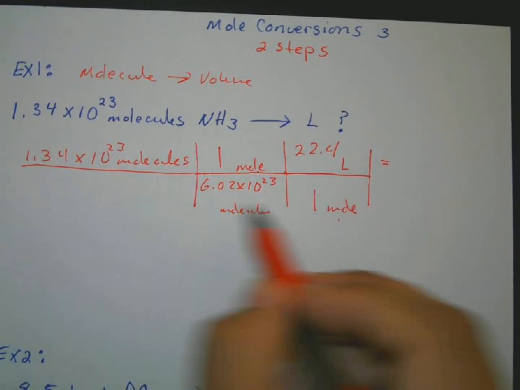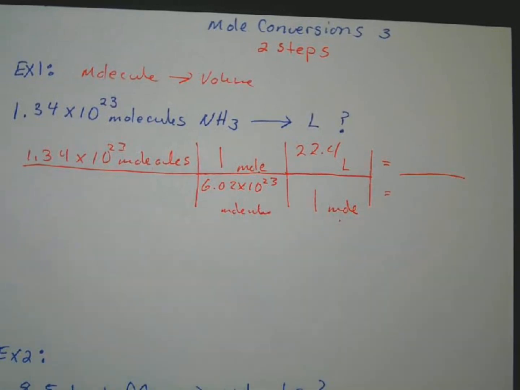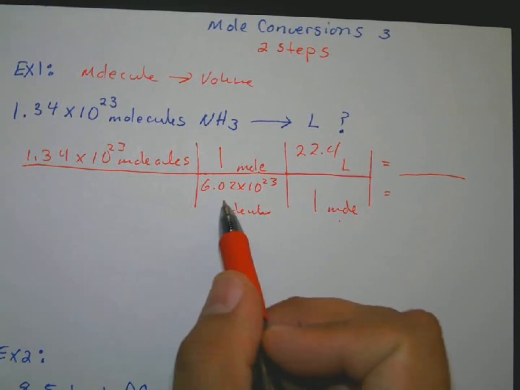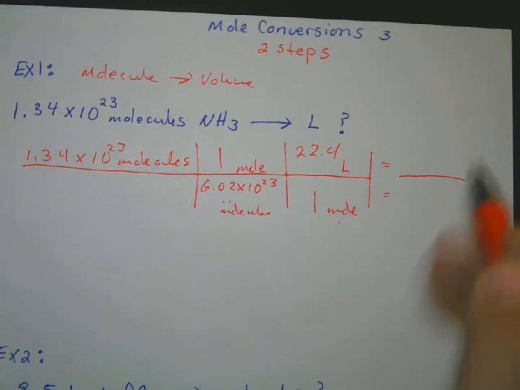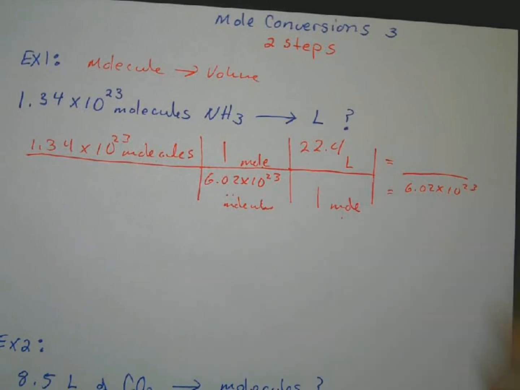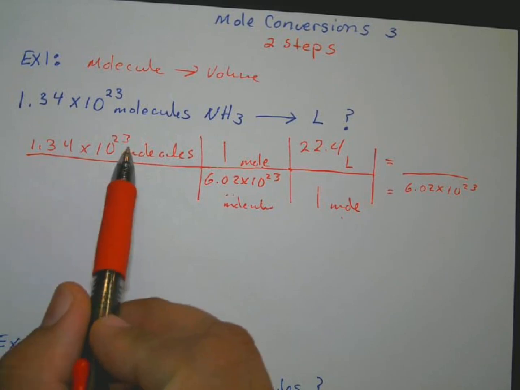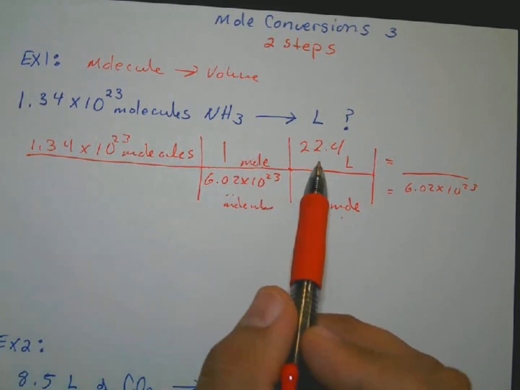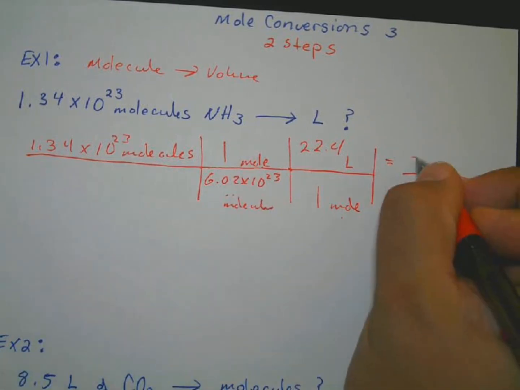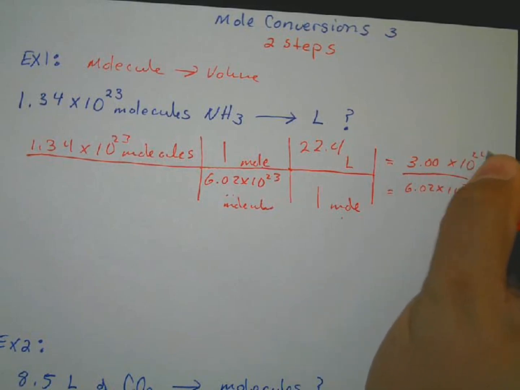We're going to multiply the bottom together and we're going to get a number, and we're going to save dividing for last. So let's go ahead and do this now. If I took 6.02 times 10 to the 23rd times 1, that gives me 6.02 times 10 to the 23rd. Now I'm going to multiply the top together, so let me get my calculator. So if I go 1.34 times 10 to the 23rd times 1 times 22.4, that's going to give me 3.00 times 10 to the 24th.